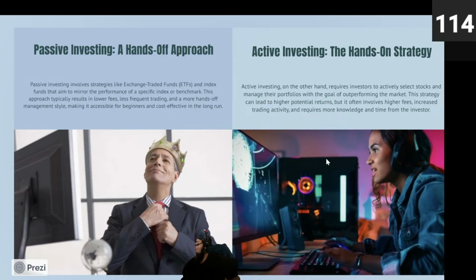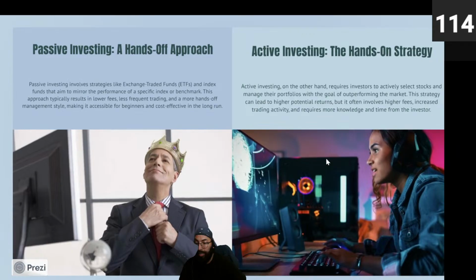So we have passive investing, which is a hands-off approach, and then we have active investing, which is the hands-on strategy. Passive investing involves strategies like exchange traded funds and index funds that aim to mirror the performance of a specific index or benchmark. This approach typically results in lower fees, less frequent trading, and a more hands-off management style, making it accessible for beginners and cost-effective in the long run. And we have active investing, which requires investors to actively select stocks and manage their portfolios with the goal of outperforming the market. This strategy can lead to higher potential returns, but it often involves higher fees, increased trading activity, and requires more knowledge and time from the investor.